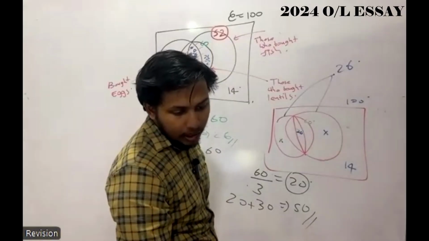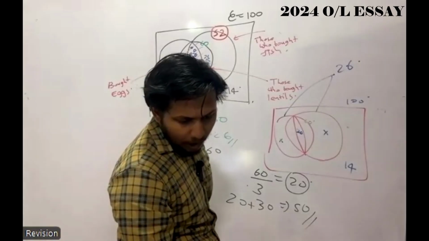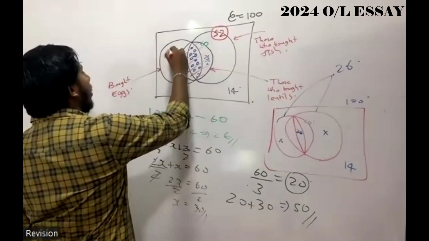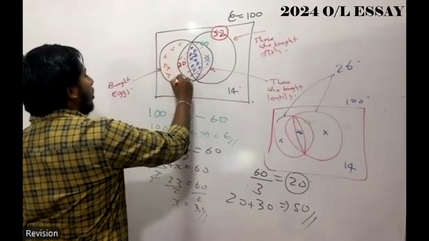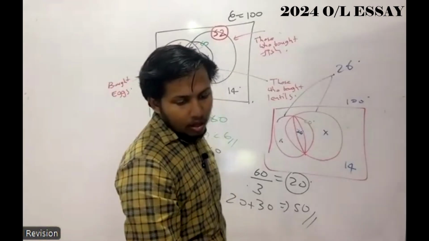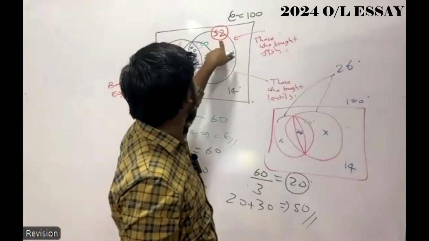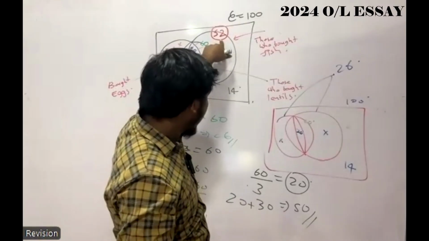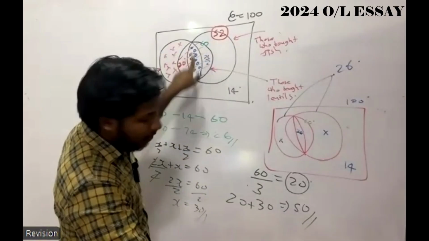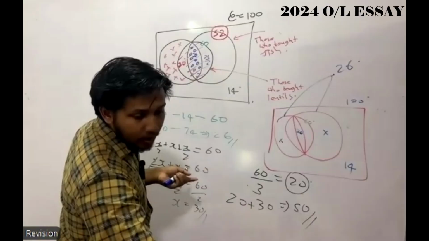If it's 52, they are asking to find how many customers bought only eggs. Only eggs means this part. Okay, how to do this? Students, what you are going to do: take 52, which is the total fish amount. From that, you have to subtract this amount, which is 30. What is 30? The customers who bought all 3 items, right? Subtract them.